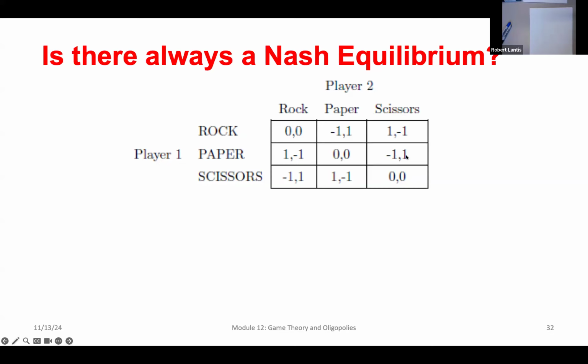Well, 1 is the highest, so they should throw scissors. If player 1 chooses scissors, what should player 2 do? They should choose rock. So we could go find player 2's best responses. Oh, I did player 1 first, sorry. There's player 2's best responses.